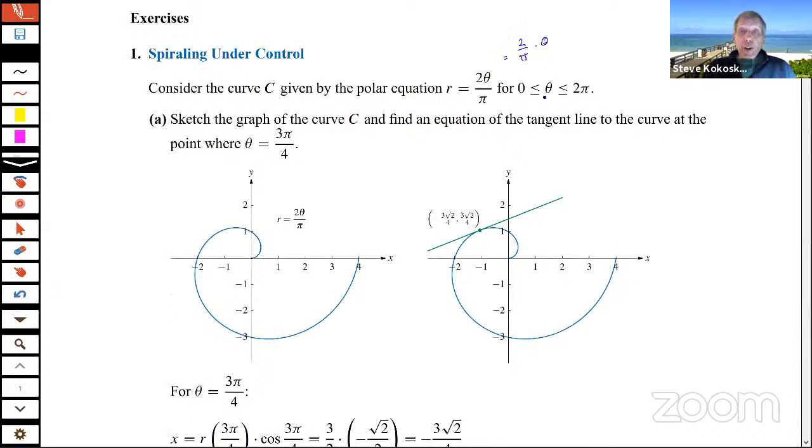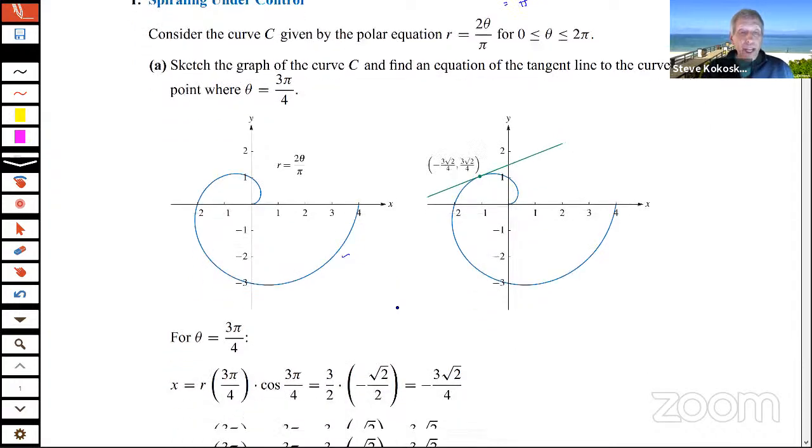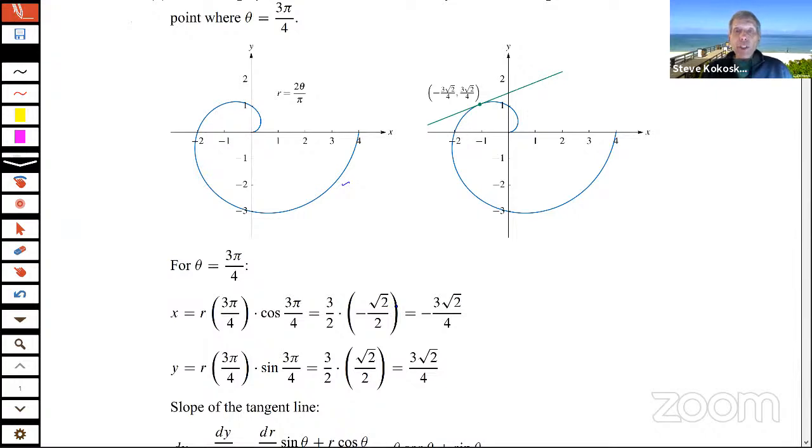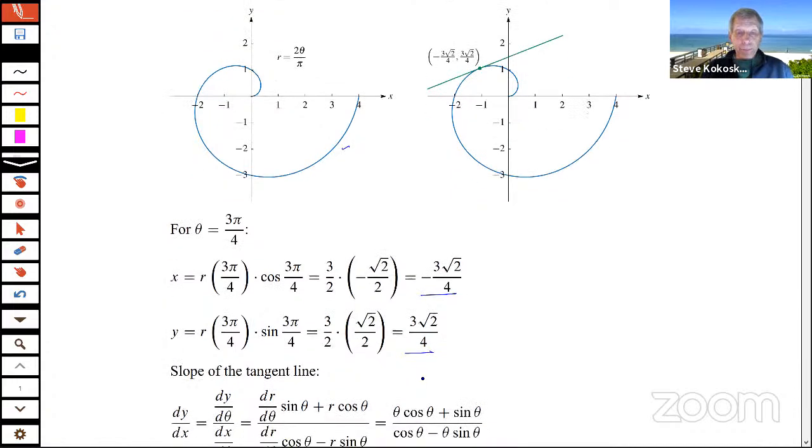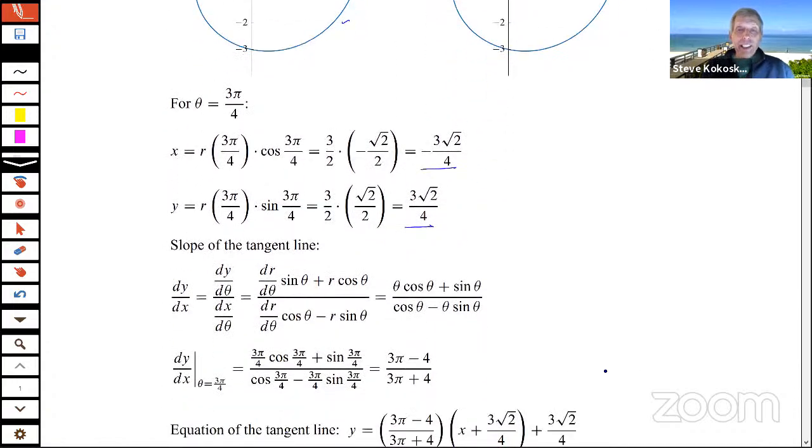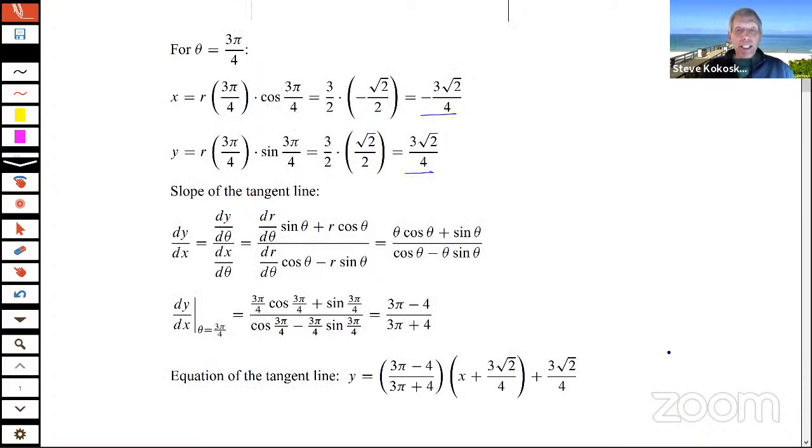So I want to sketch the curve, and I want to find an equation of the tangent line to the curve at theta equal to 3 pi over 4. Here's a nice sketch of the curve right here. And for theta equal to 3 pi over 4, one of the first things I did was convert from polar to rectangular. I found the x and the y coordinates. Here's the x coordinate, there's the y coordinate. And this is kind of ugly here, but here's the slope of the tangent line.